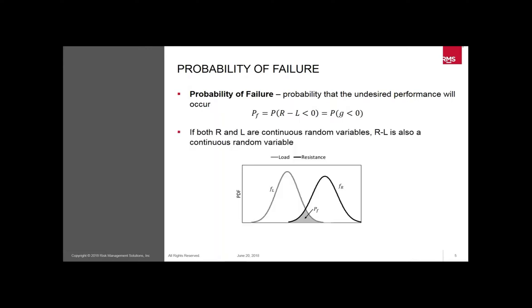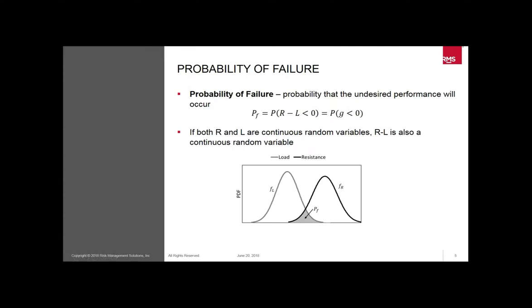In this, both the resistance of an individual building component and the load are random variables, right? And there's some distribution associated with those. So the probability of failure is defined as the overlap of the load and resistance. You have the load on the left side here and the resistance distribution on the right, and that overlap area, you integrate over it, and that is equal to your probability of failure, right?